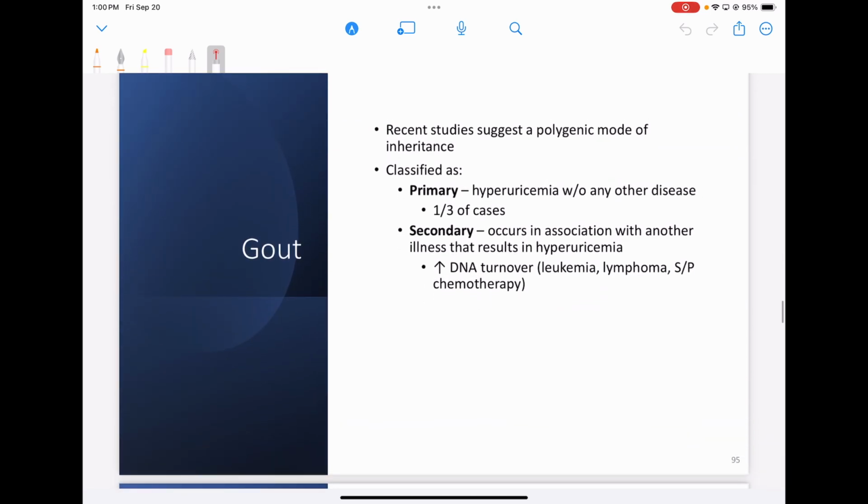There are classifications of gout, primary or secondary. Primary is just due to the hyperuricemia without any disease. That's the most common one. I'm sorry, 1/3 of the cases are primary. Secondary is when there's another underlying disease that's causing the uric acid levels to go up. Here are some examples: leukemia, lymphoma, status post chemo. Anything that involves high DNA turnover can do that as well. So, secondary or primary.